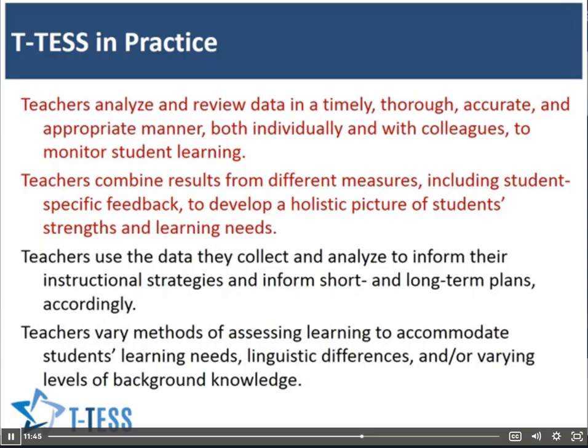learning needs. Teachers use the data they collect and analyze to inform their instructional strategies and to inform short and long-term plans accordingly. Teachers vary methods of assessing learning to accommodate students' learning needs, linguistic differences, and/or varying levels of background knowledge.